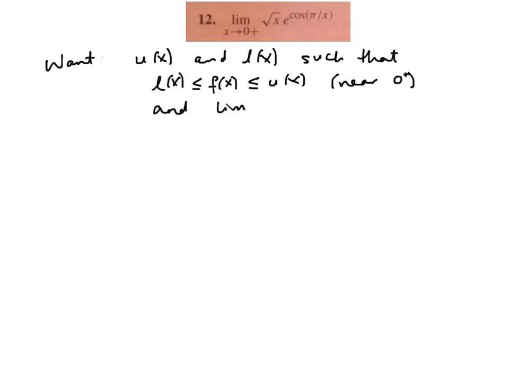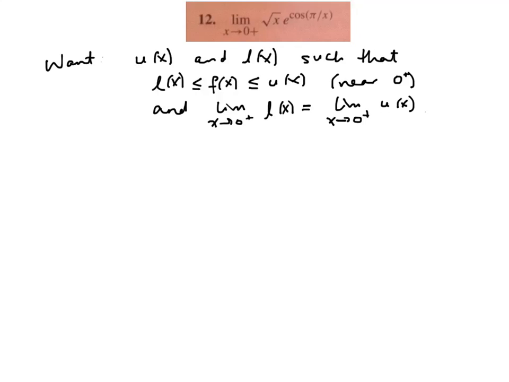And we want the limit as x goes to 0 from the right of L of x to equal the limit as x goes to 0 from the right of u of x. Because if we have that, then f of x, the function that we are trying to take the limit of, will get trapped in between L and u, and will have the same limit.